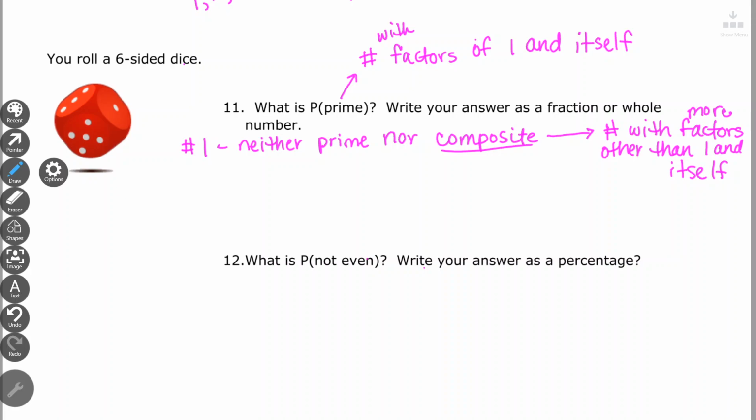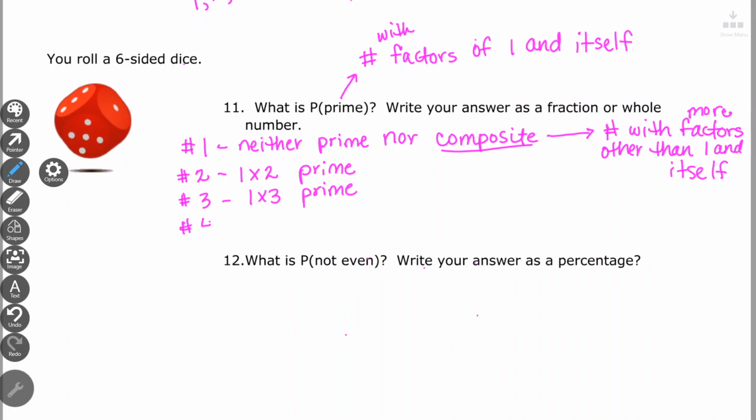Now, they're wanting to know what are the prime numbers. So we're going to go through each number 1 through 6. Okay, the number 2 on the dice. Now, what are the factors of 2? 1 times 2 gives me 2, and that's it. So, by definition, 2 is prime. What about the number 3? 1 times 3 gives me 3, and those are the only factors of 3. So, only 1 and itself. So, by definition, 3 is prime.